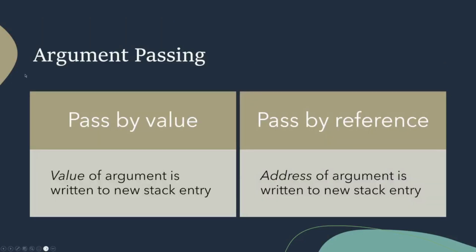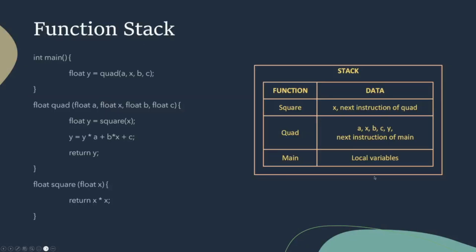Okay, so once again, argument passing: we can pass by value or we can pass by reference. So when we pass a variable's value, the value of the argument is written into that new stack entry, the new frame. But when we pass by reference, we write the address of the argument. Typically, if you created a local variable, it's going to give it the address of the local variable right here in the stack frame. If you allocated it outside of the stack, because maybe it's a dynamic data structure, it's going to give it the address over there. It doesn't really matter.